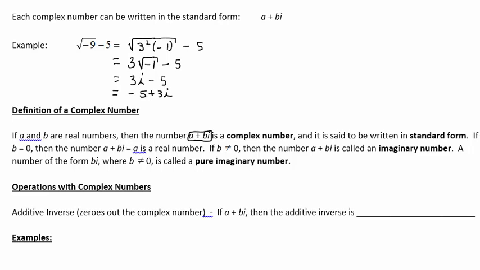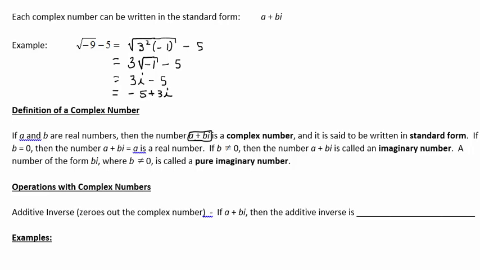What about a number of the form bi, where a is 0, but b does not equal 0? Well, that just means our number is called a pure imaginary number. There is no real part. Our work is going to be concerned with what are some of the operations we can perform with complex numbers.